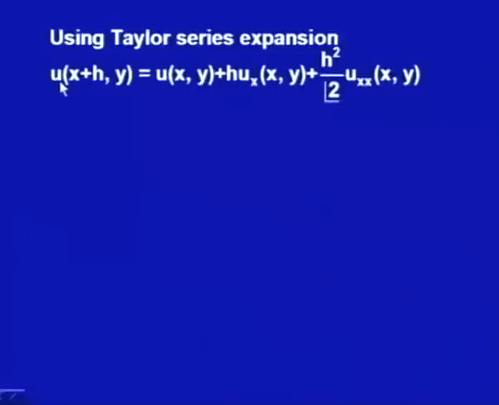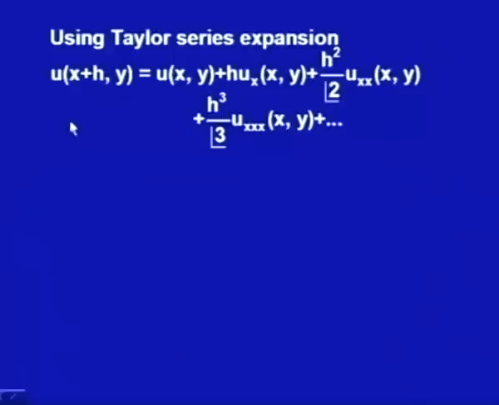We know that using the Taylor series expansion for a function of two variables, we can write u(x+h, y) as u(x,y) plus h times u_x(x,y), that is the partial derivative of u with respect to x at the point (x,y), plus h²/2! times u_xx(x,y), plus h³/3! times the third partial derivative with respect to x of u at (x,y), and so on. This is the Taylor series expansion of the function u(x,y), where we have taken the extension as x plus h at the point (x,y).